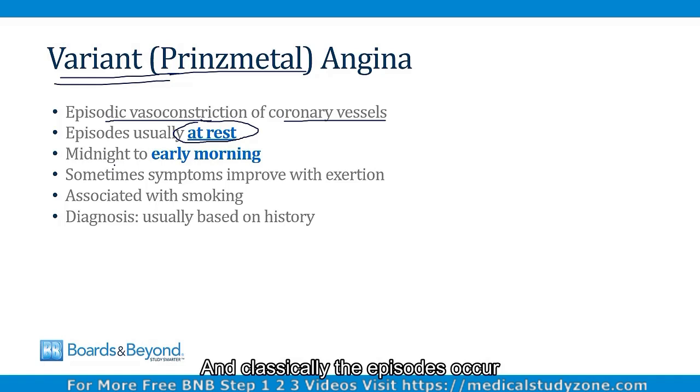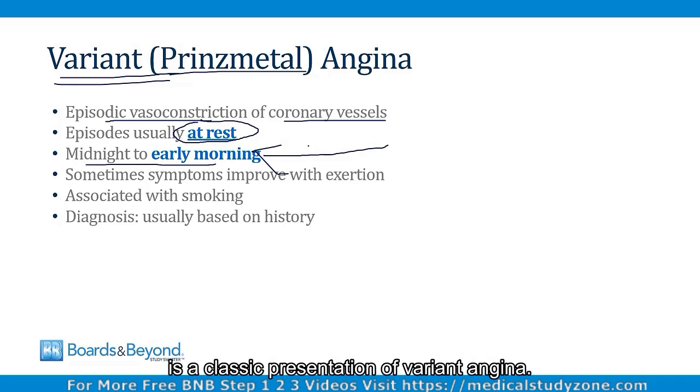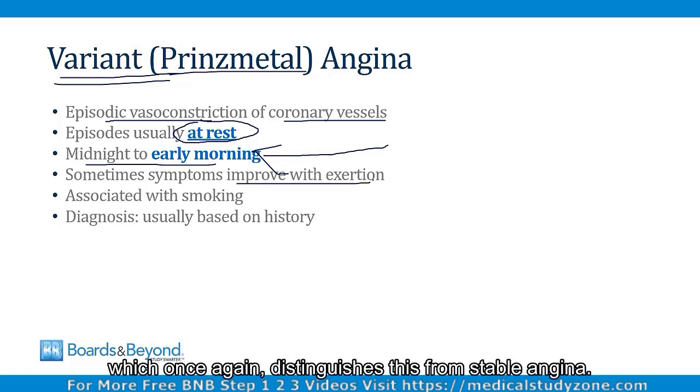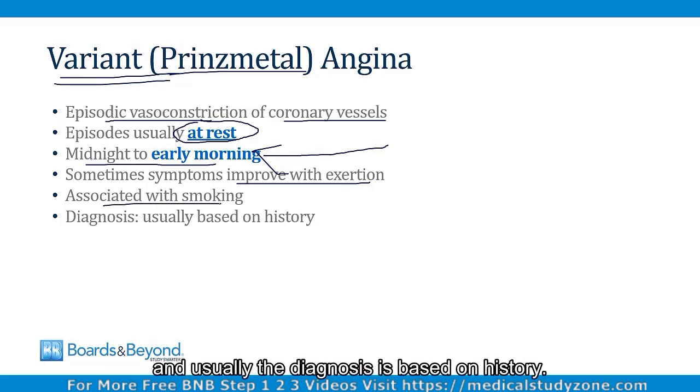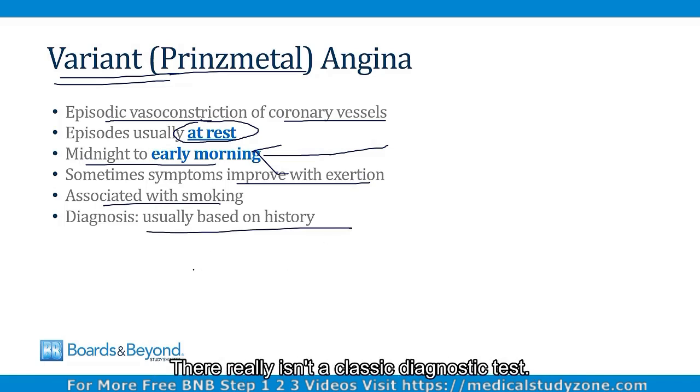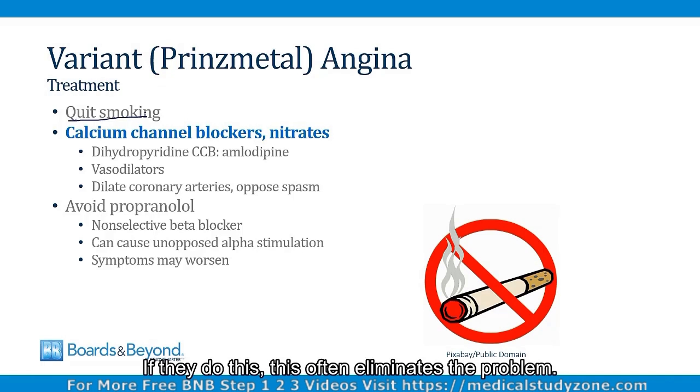And classically, the episodes occur from midnight to the early morning. A person who wakes in the morning with angina at rest is a classic presentation of variant angina. Sometimes patients with this form of angina even see symptoms that improve with exertion, which once again distinguishes this from stable angina. This almost always occurs among smokers, and usually the diagnosis is based on history. There really isn't a classic diagnostic test. The mainstay of treating variant angina is to tell patients to quit smoking. If they do this, this often eliminates the problem.